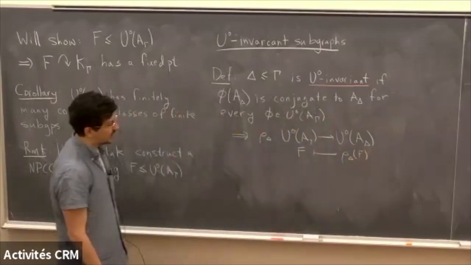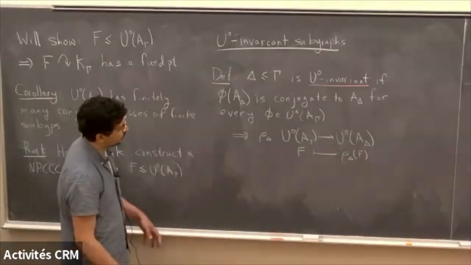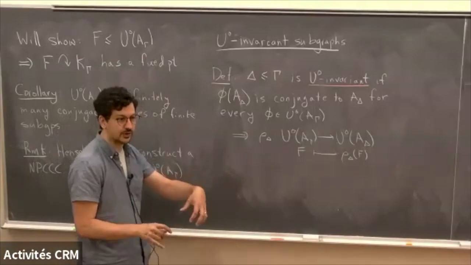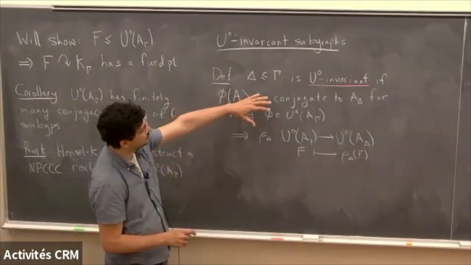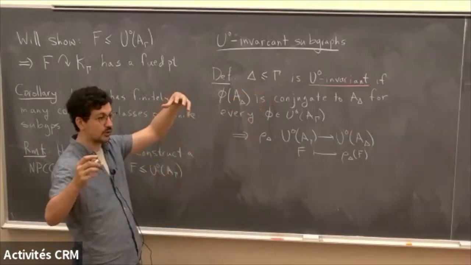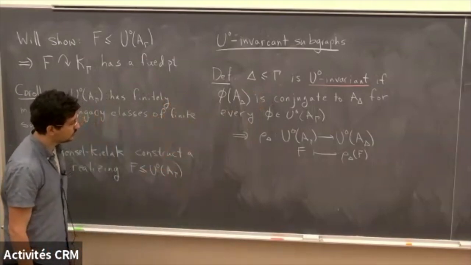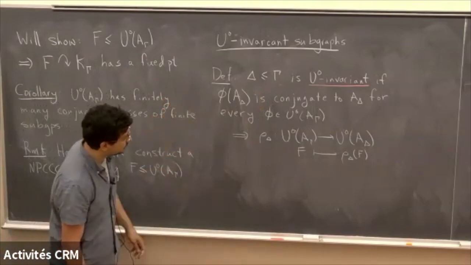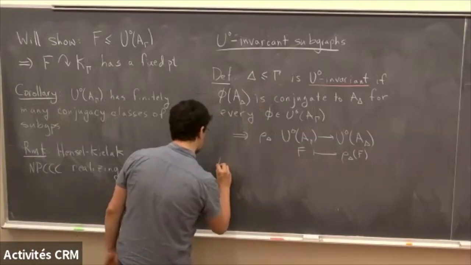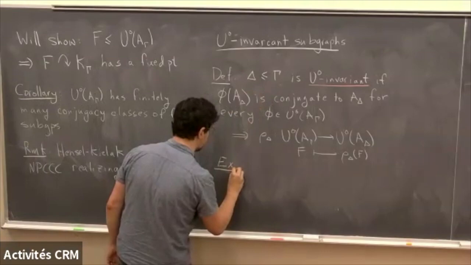So this suggests a strategy for realizing finite subgroups if I can realize them on these U0 invariant subgroups, and then build up my blow up in some way. And first of all, in order to do that, there have to be lots of U0 invariant subgroups. And so that's what I'm going to show you now. There are lots of them.